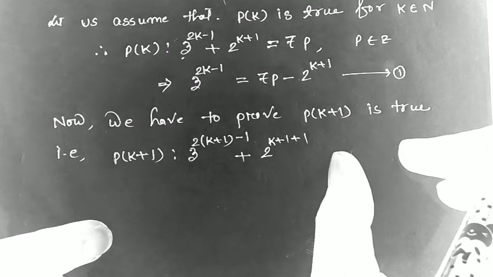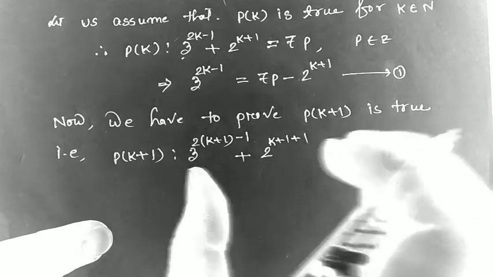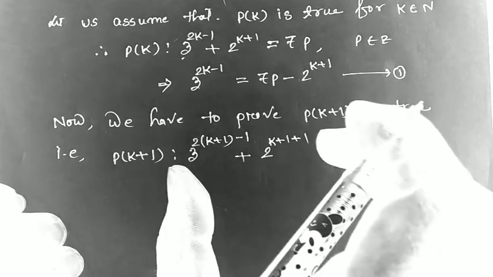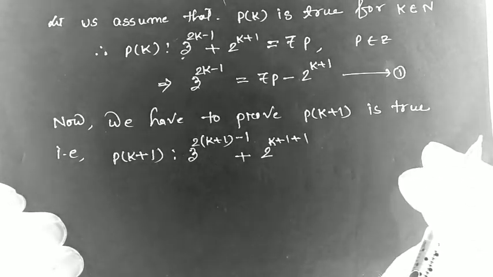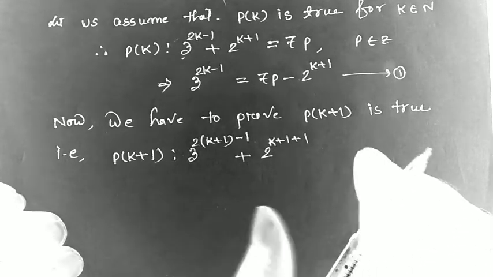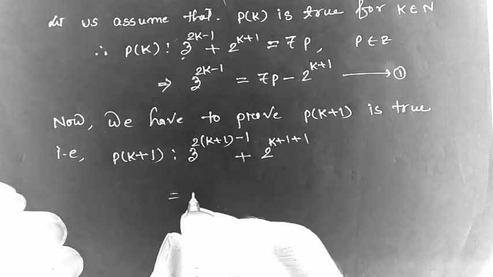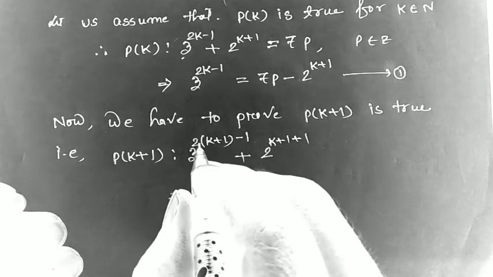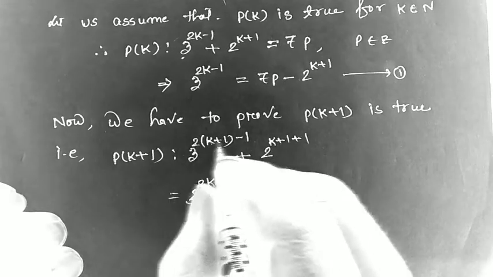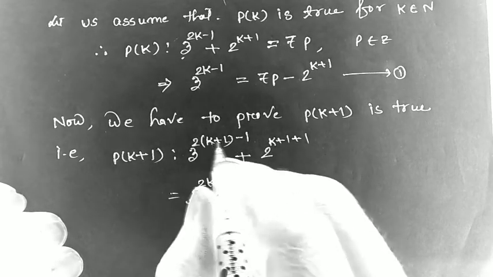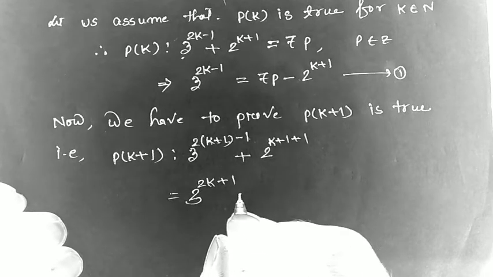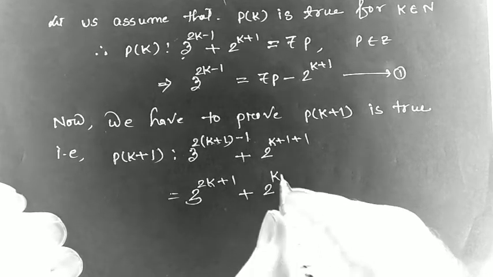This thing is equal to nothing. We have to prove this thing is equal to 7 into something. So if we can write this expression as 7 into something, then we can say that this expression is also true for k plus 1. So here, if we multiply these things, 3 to the power 2k plus 2 minus 1, that means plus 1 will remain, and here plus 2 to the power k plus 2.